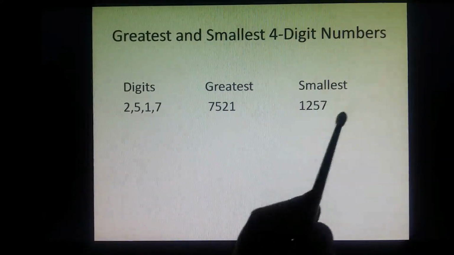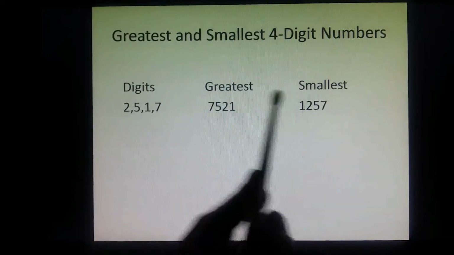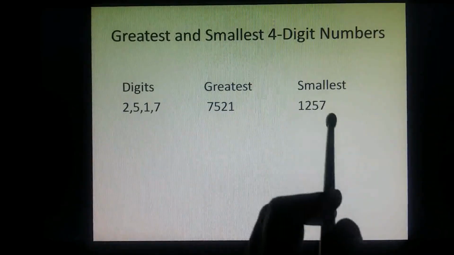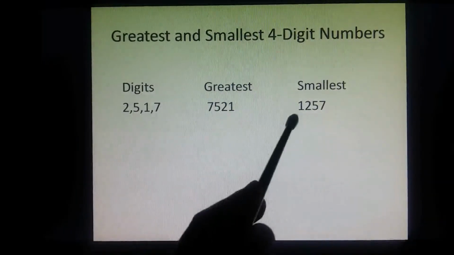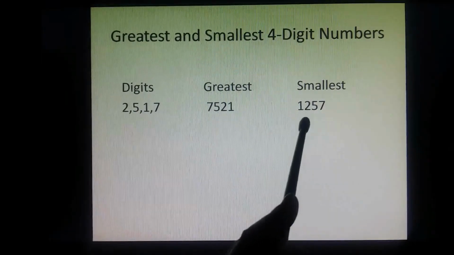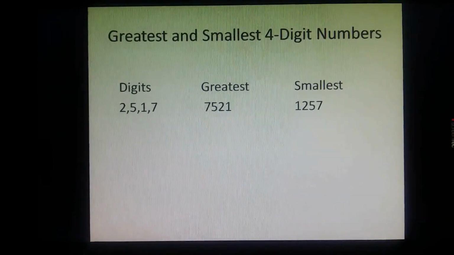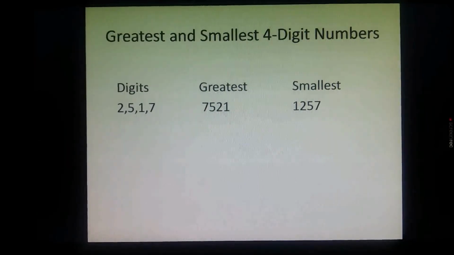Now the smallest number. So take the smallest digit first, which is 1, then 2, then 5 and then 7. So the smallest number is 1257. So likewise you can take any digits and create the greatest and the smallest numbers.